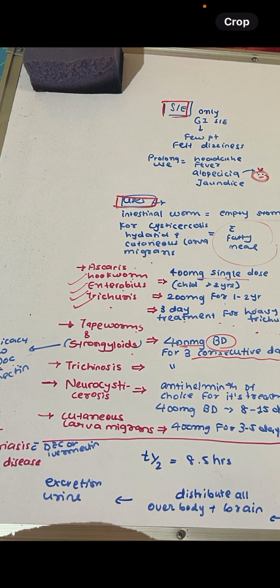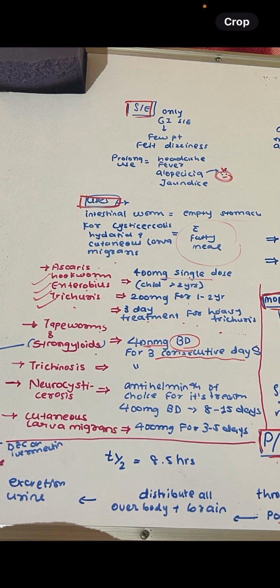The first one was HATE: hookworm, ascariasis, Enterobius and trichuris, 400 mg single dose if the child is more than 2 years of age, then 200 mg for 1 to 2 years. For heavy infestation, we will give it for 3 days. Tapeworm and strongyloides, 400 mg twice a day for 3 consecutive days. For trichinosis also 400 mg twice a day for 3 consecutive days. Neurocysticercosis, it is the antihelminthic drug of choice for its treatment, which is 400 mg twice a day for 8 to 15 days. And cutaneous larva migrans, 400 mg for 3 to 5 days.